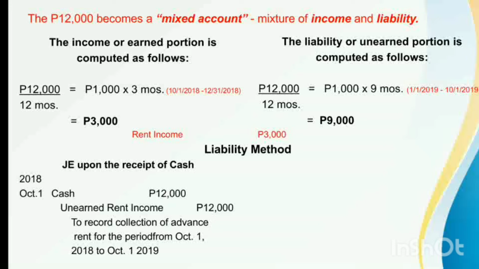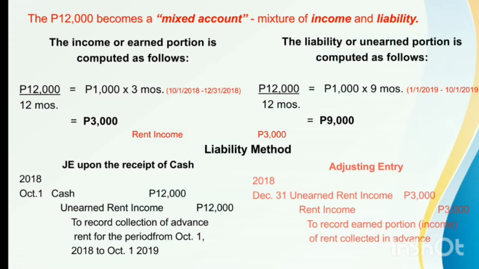Again, the adjusting journal entry on December 31, 2018 under the Liability Method includes a debit entry of unearned rent income, 3,000 pesos, and then credit to rent income, 3,000 pesos. So this is to record the earned portion or income portion of the rent collected in advance.